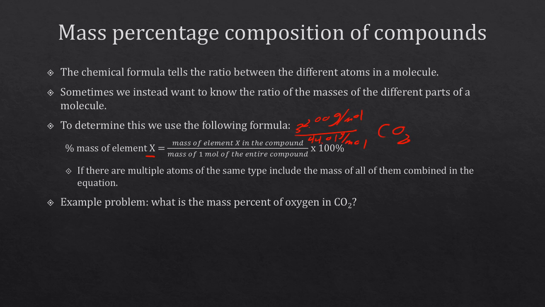So we take 32, divide it by 44.01, and then multiply by 100%. Let's see what that gives us. 32 divided by 44.01 times 100% will give us 72.7%.